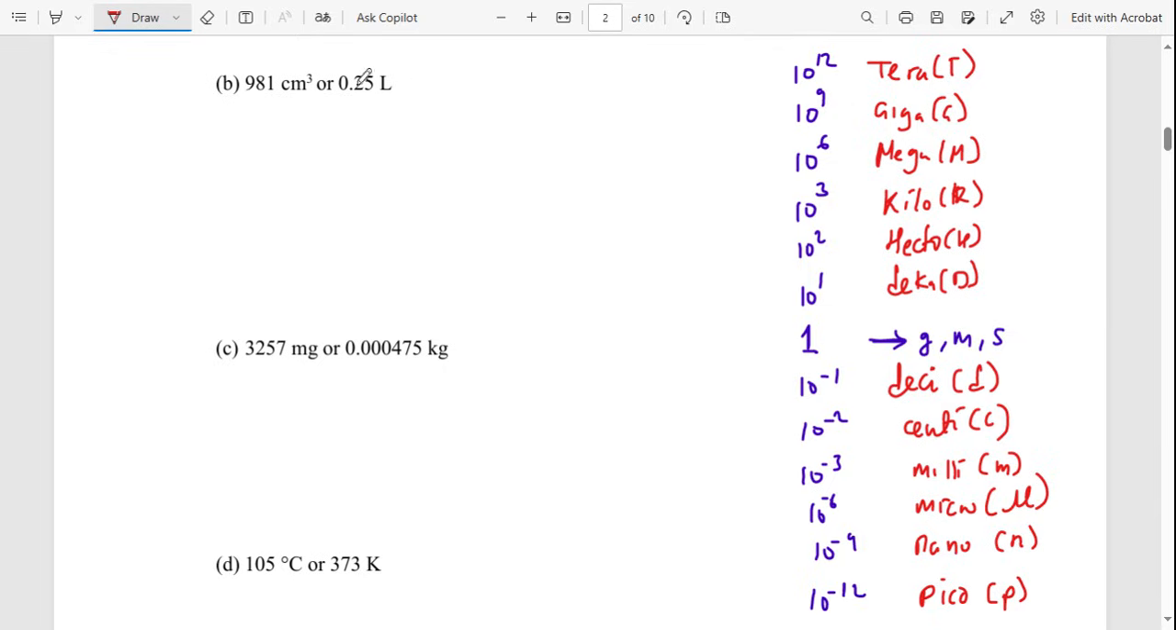Now let's compare what we have here. Let me work out question C first, because it's the one where you need to use these units. We want to compare 3,257 micrograms and 0.000475 kg. Which one is bigger? Now you tell me, should I convert a kg to micrograms or micrograms to kg? Which one should I do?